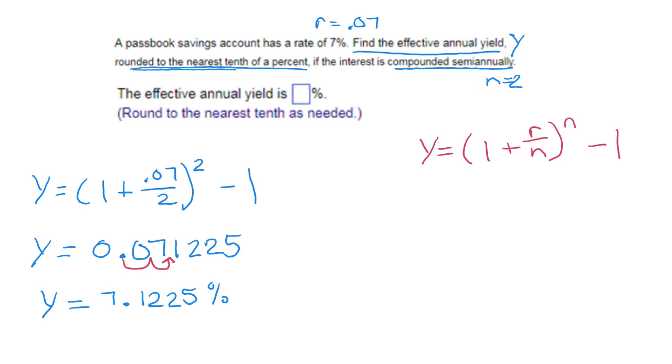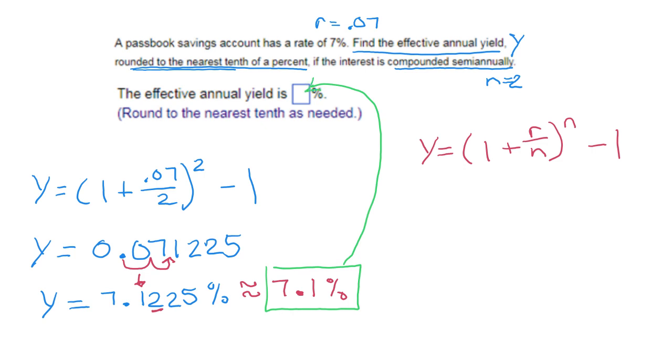Round it to the nearest tenth of a percent. Tenth is where this 1 is at. The number to the right is less than 5, so I am now going to round this to 7.1%. And this will be my effective annual yield, the amount that I need to enter into this box. So you can see that even though the interest rate is 7%, you're actually earning 7.1% with those compoundings being twice a year.